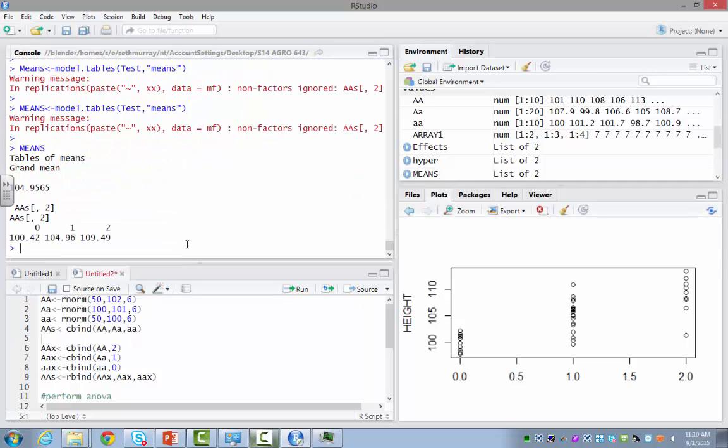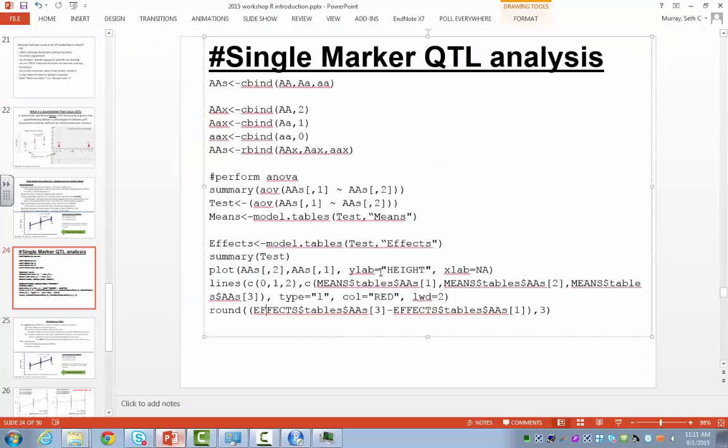There we go. Okay, so it calculated the tables of means and estimated the effect. So in my simulation here, the effect was 4.95, when what we actually simulated was a difference of 5. So now, I think I have it in this code that it plots. Oh, this is going to be the same problem.